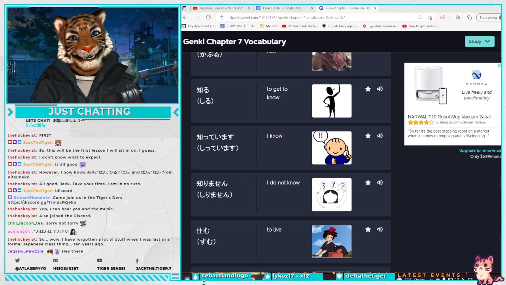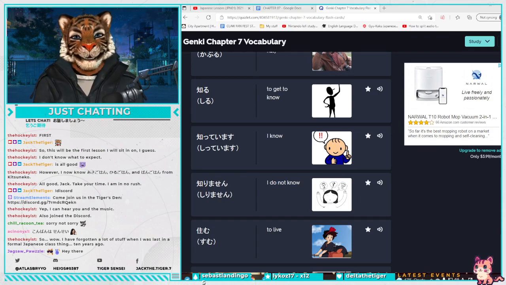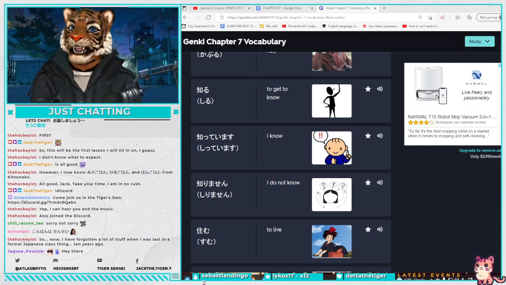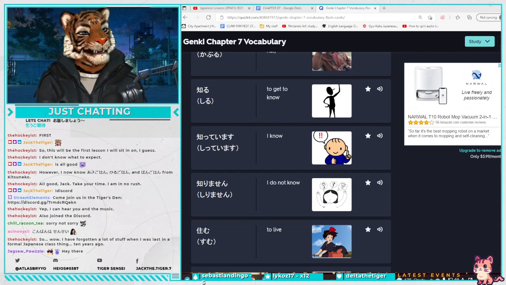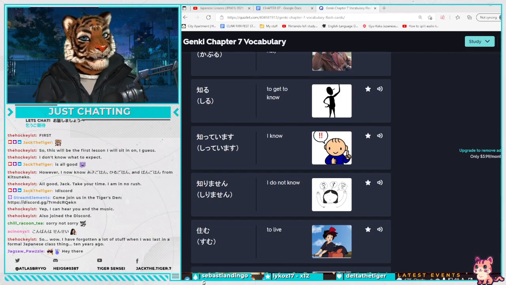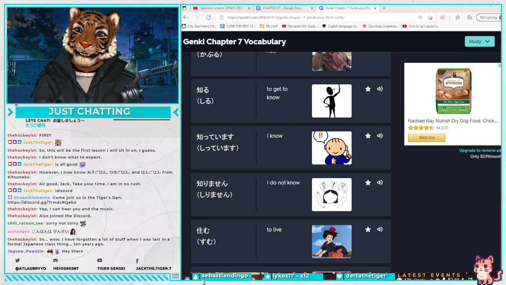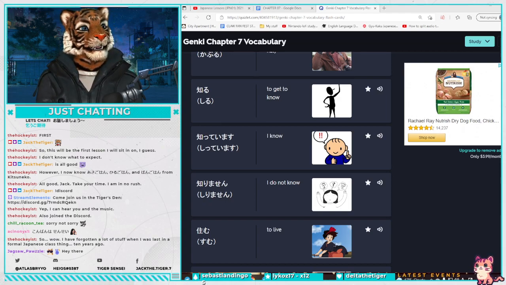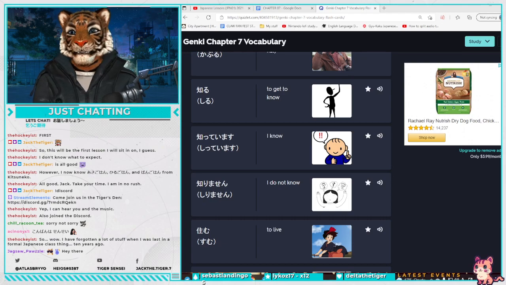Wow, I forgot a lot of stuff when I was last in formal Japanese class 10 years ago. That is a long time. That's about the same for me, but since I've been teaching elementary Japanese so much, I retained most of this stuff. It's just when we get to the more advanced stuff, I start to have difficulty.